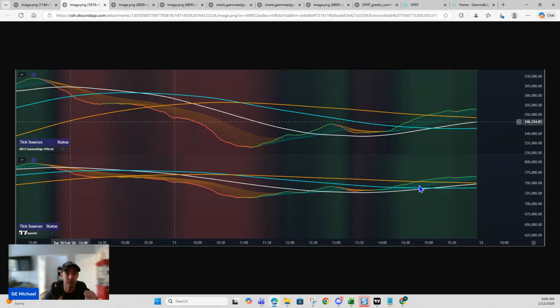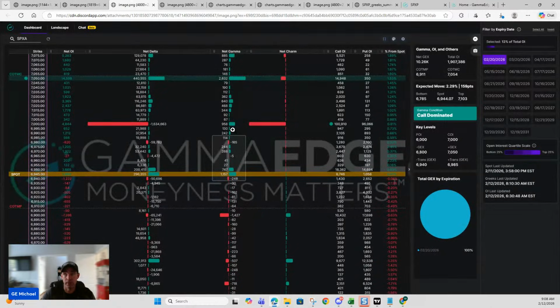Choppy price action between key levels until we get an overall decisive directional move via the market trend model, as well as price moving above 7,000 or really below 6,900. So most likely we'll be contained within those areas. All right, let's move on.